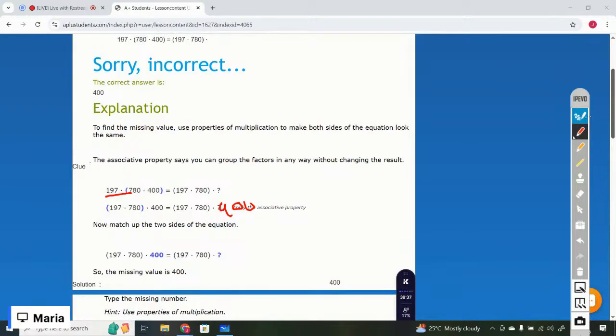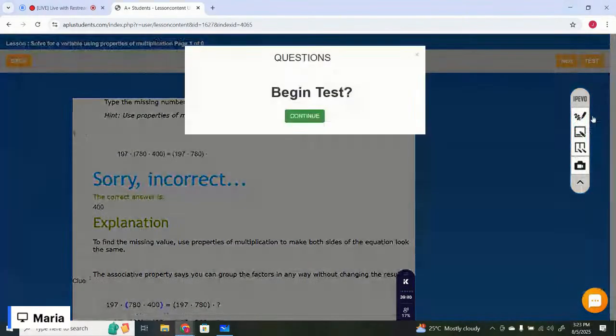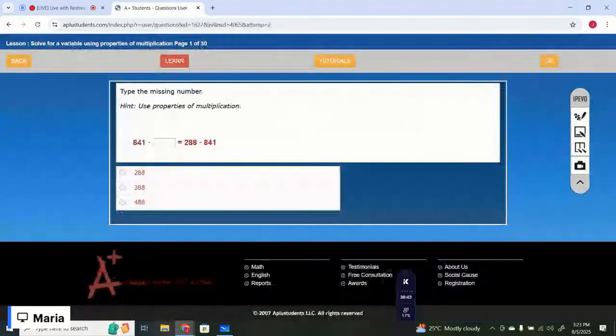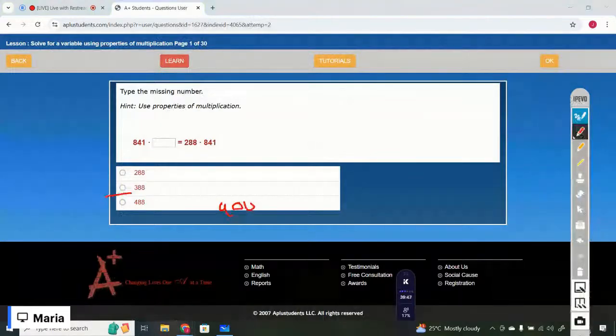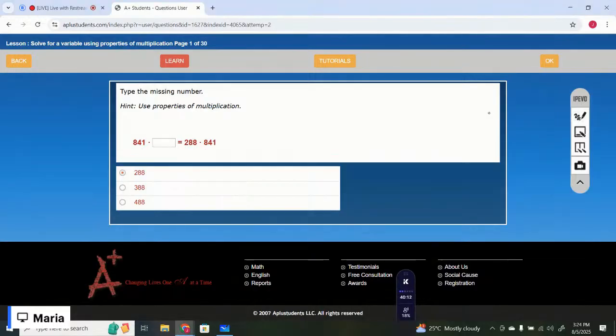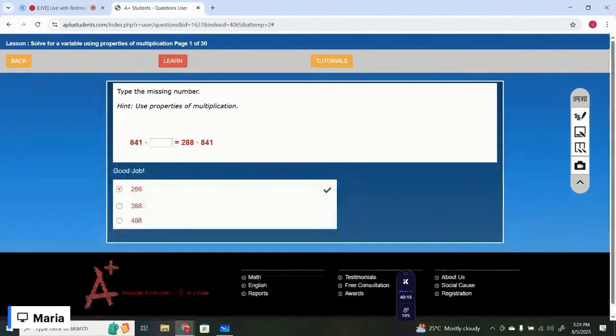Let's just start with the test questions. Type the missing number. Use the properties of multiplication. So this is the commutative property of multiplication. When two numbers are multiplying, the order can be different, right? So the numbers on both sides are exactly the same. Here we have 288 times 841. So here we have 841 times 288. Option number 1 is the correct option, that is 288.